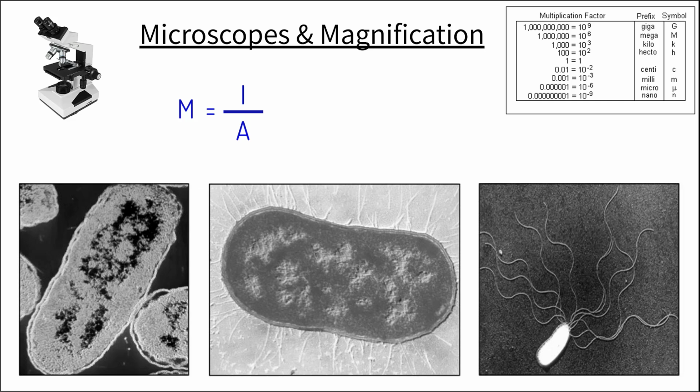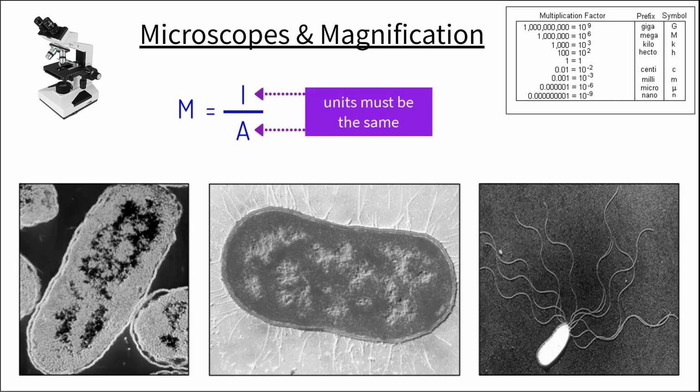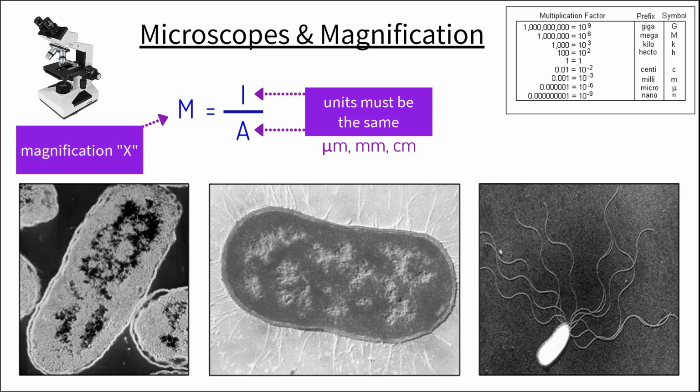When calculating one of these variables, you will always be given, or at least will be able to figure out, the other two. Then, with some simple algebra, you can solve for the third. It's important to note here that the distance units of the actual size and the image size need to be converted into the same units, usually micrometers, millimeters, or centimeters. But the magnification has its own unit, which is noted with an x and refers to how many times the image is zoomed in past what the normal human eye can see.